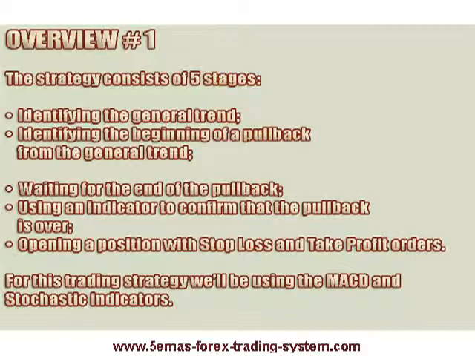Initially, we want to identify the general trend. Then, we identify the start of a pullback from this trend. Once the pullback begins, we simply wait for it to end. Then, using an indicator, we confirm that the pullback is indeed over. Finally, we open our position with the relevant stop loss and take profit levels set. For simplicity, when trading this strategy, we only require the MACD and stochastic indicators.